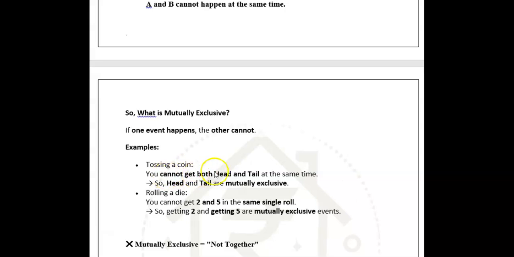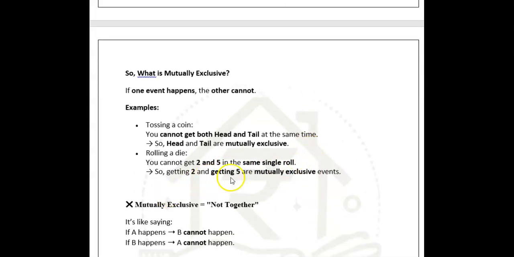Example, tossing a coin. You cannot get both head and tail at the same time. So head and tail are mutually exclusive events. You will get head or tail; both events cannot happen at the same time. Rolling a die, you cannot get 2 and 5 in the same single roll. So getting 2 and getting 5 are mutually exclusive events.